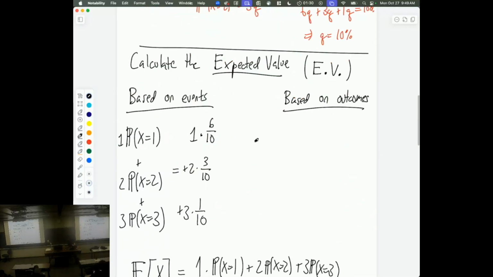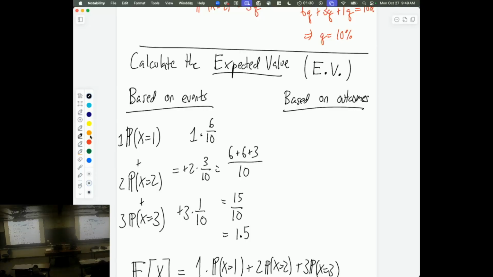And in this case, what do you get? You get some number of tenths. 6. Oh, this is a 6, plus 2 times 3 is another 6. And then plus a 3 over 10 from the last situation. So that's 15 over 10. Hey, look at that. It's exactly 1.5. Wow. What an amazing coincidence. 1.5. So that's based on events. Almost always you'll do it this way. If you have the actual probabilities, this is the most useful formula.